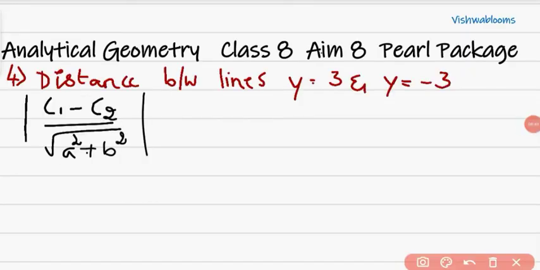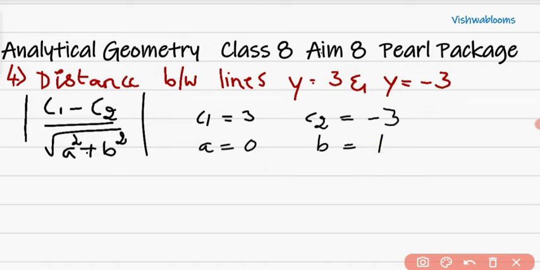Now in this formula, first c1 is 3. This first value of y will be c1, and c2, as you know, c is represented for the intercept, c2 will be minus 3. And as we don't have a and b, as it is parallel, we're going to take a as 0 and b as 1. Generally also we'll be taking this only. Now just substitute all the values you have into this formula.